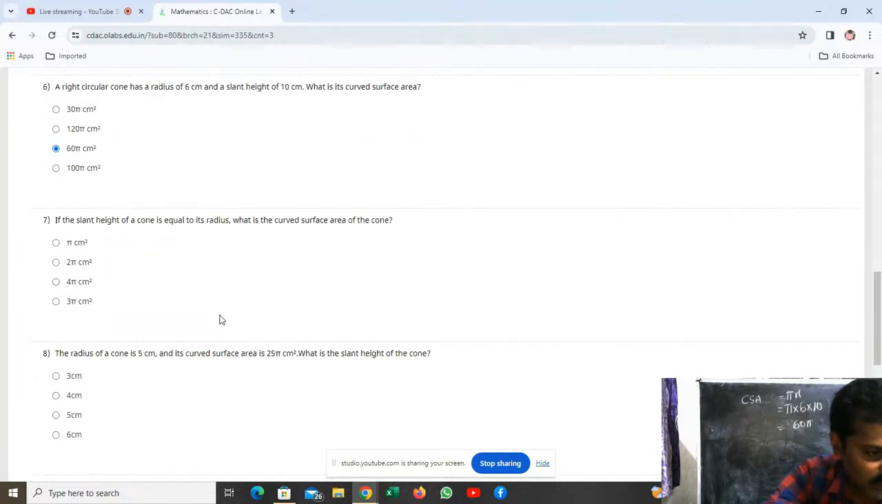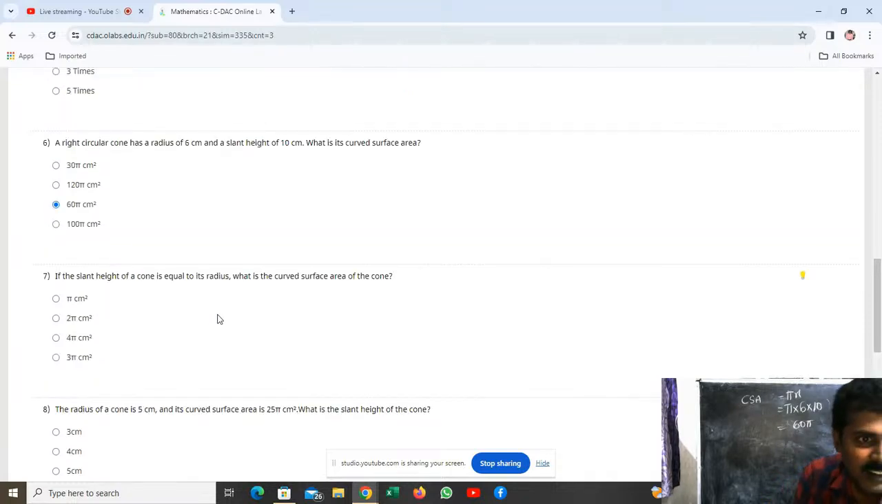Well tried. Okay, we'll do the next. If the slant height of the cone is equal to its radius, what is the curved surface area of the cone? Slant height and radius of the cone are both the same. Then what is the curved surface area? We know the formula is pi RL. So pi into R into slant height, and both are the same. Then what will we get? Pi R square.